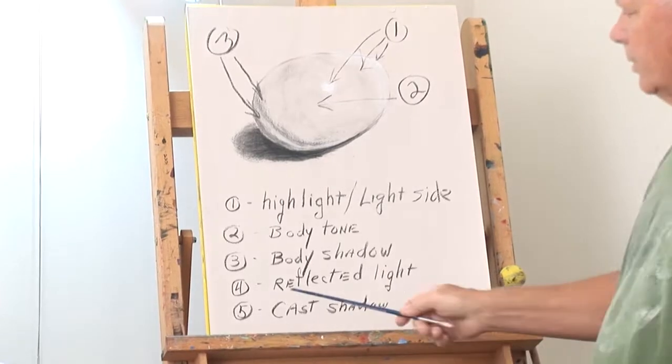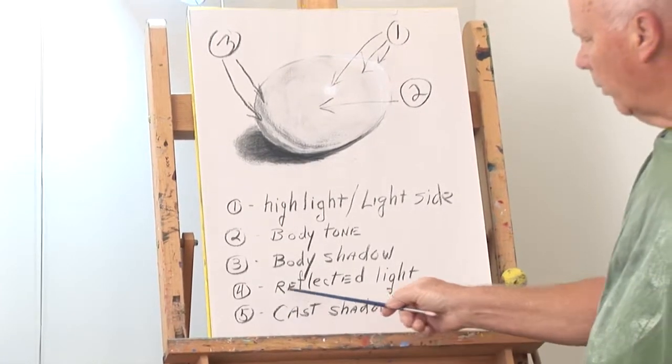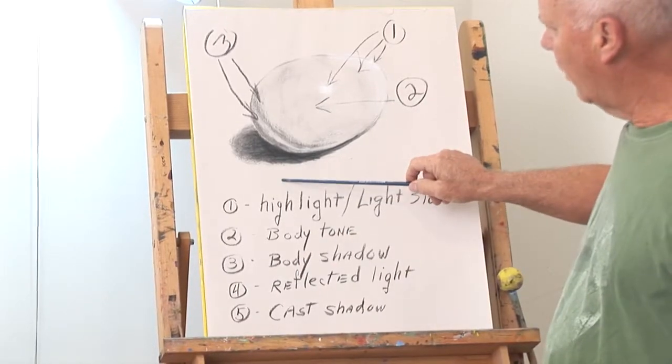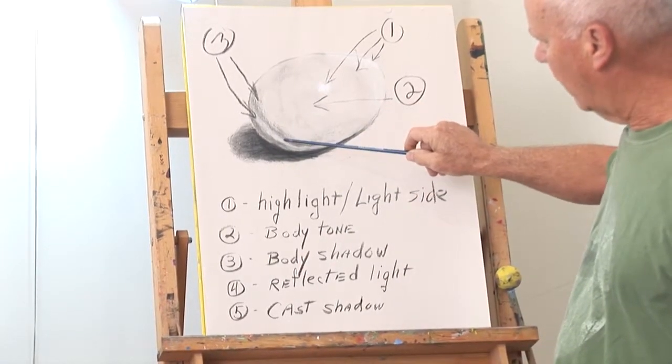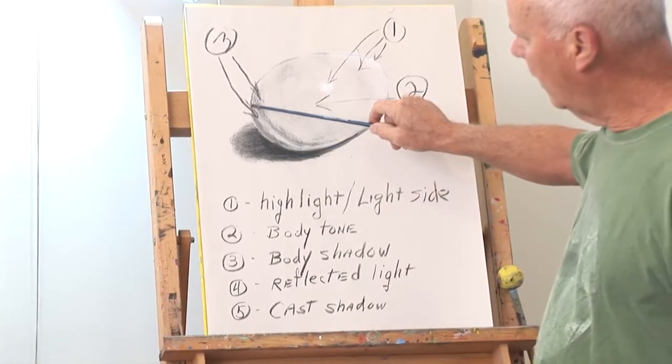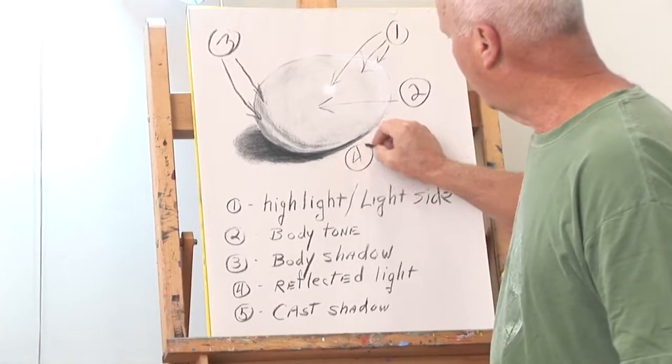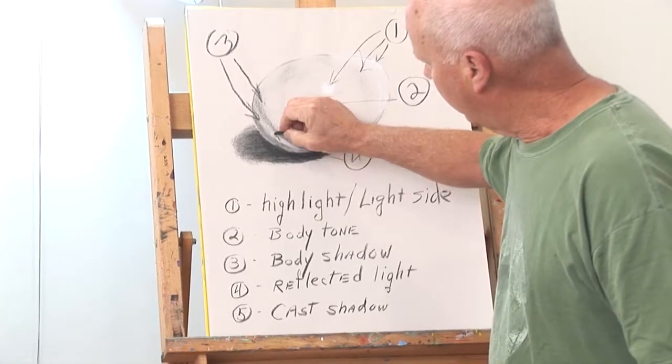Number four, something odd we sometimes overlook, reflected light. This egg is bouncing light. The table bounces light back up into the shadow, and this thin line right here is called reflected light. So number four is our reflected light right there.